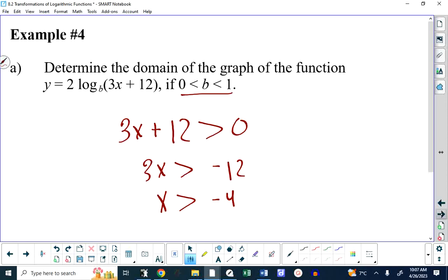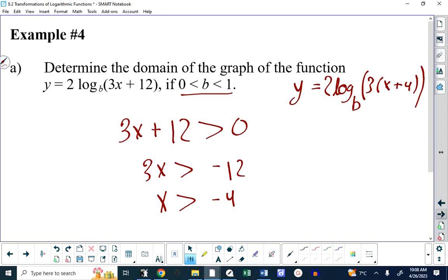If you want to take a transformative approach, meaning transformations, log base who cares what, 3x plus 4, when we factor that 3 out, we can see that h is -4, which means the asymptote will be shifted 4 to the left and land at x equals -4, and the function is to the right of it. So x is greater than -4.